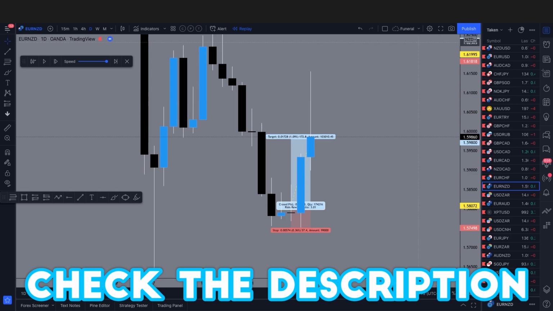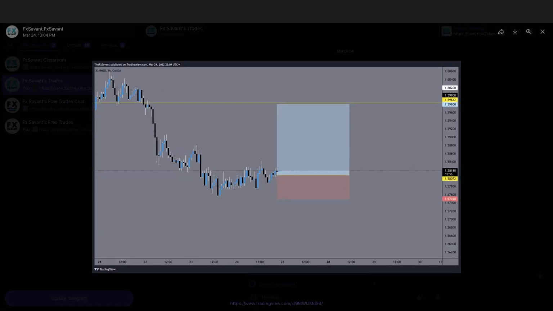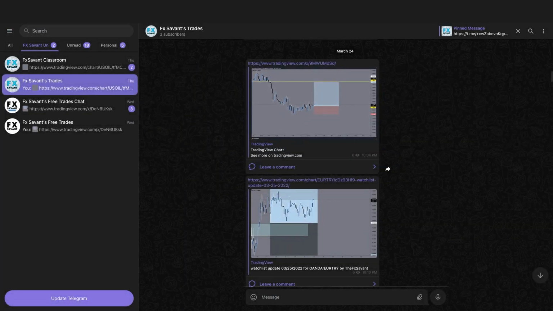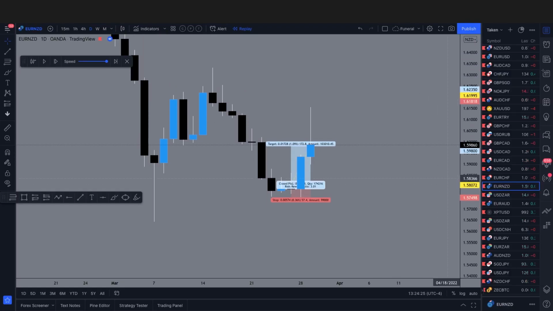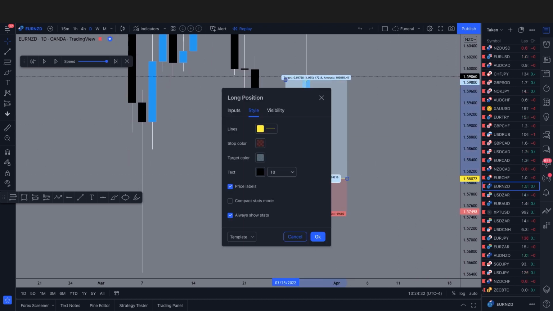But let's get right into it. We're gonna go ahead and go over to Telegram so you can see how we do. Gotta show you the before, and this one is Euro NZD. We're looking at this setup right here. So we'll go over to Euro NZD, and as you can see, the trade played out nice and perfectly for a 3R take profit. So let's hop right into it.